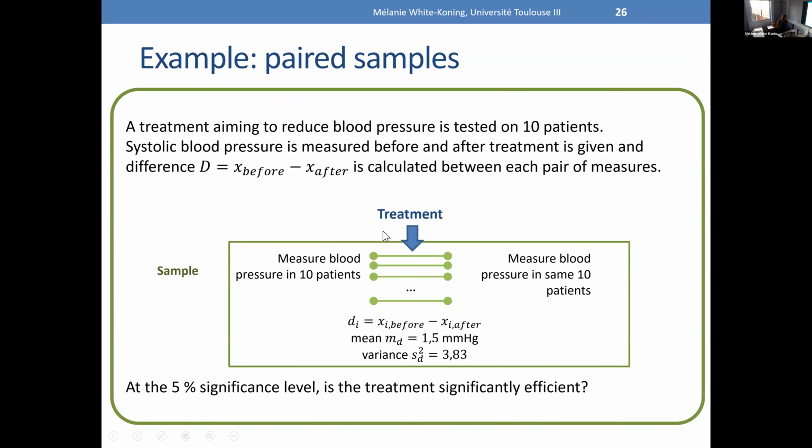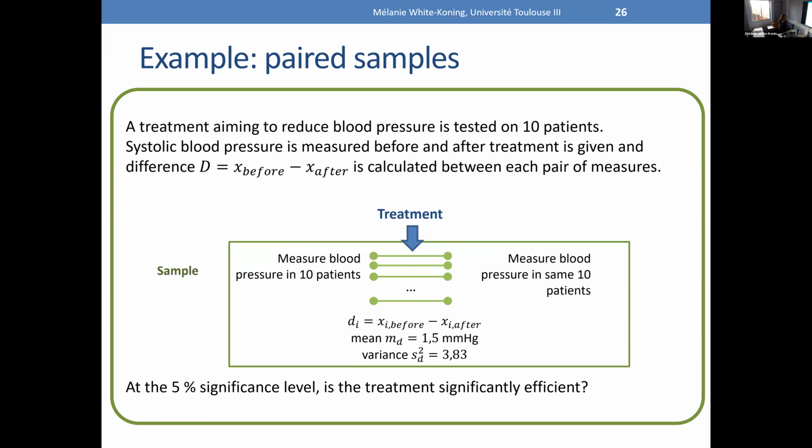I told you that the fact that there was no independence was important. So in fact, instead of looking at these values, the before values, and then separately the after values, we're going to calculate the difference in each pair. So we're going to do before minus after for the first patient, before minus after for the second patient, etc. Okay? And so then we will have 10 differences, and we can calculate the mean of these differences, and we can calculate the variance of these differences. Okay? And instead of working with the mean, we're going to work with the means of the differences and the variances of the differences.